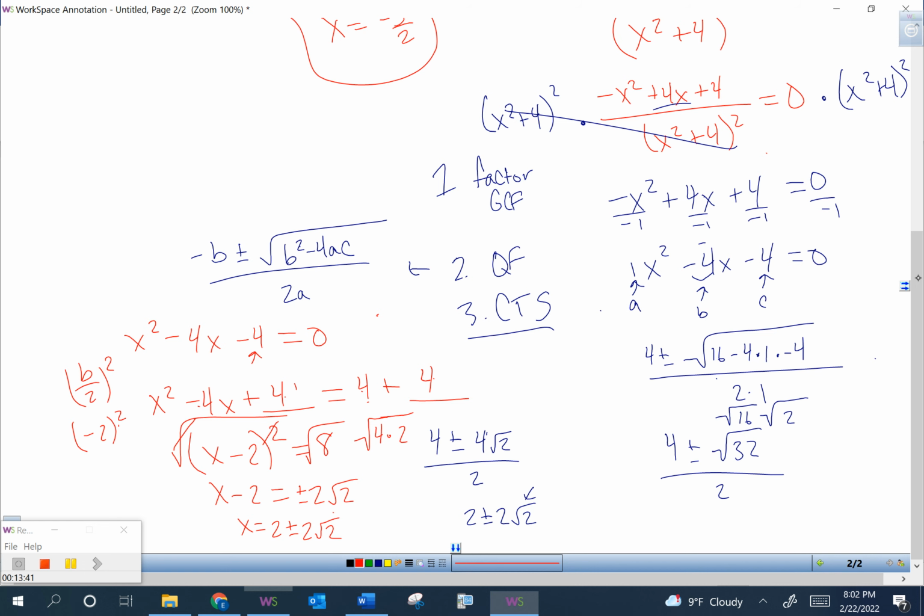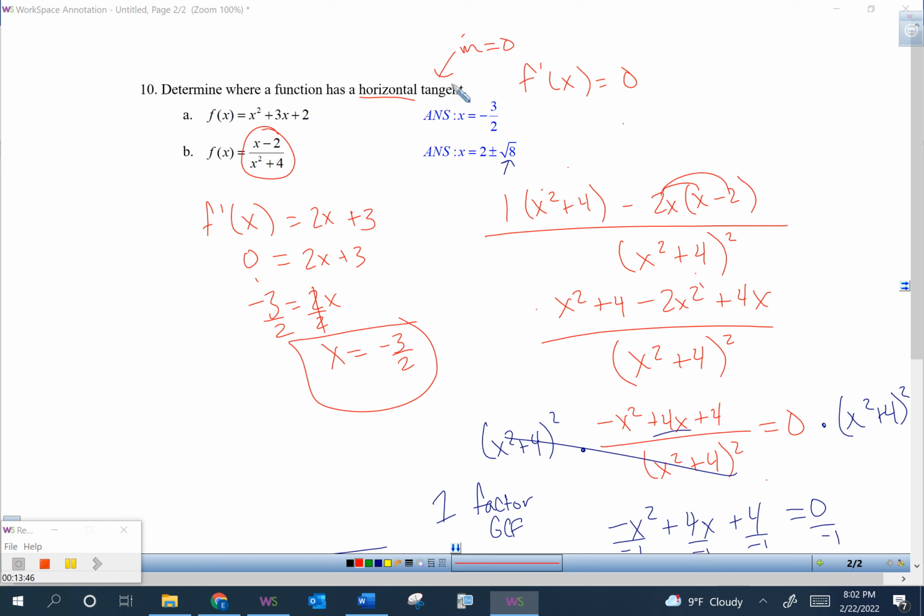Otherwise though, remember when you're talking about tangent lines, it's just the slope, it's just the derivative. When it's horizontal, that's when you're setting it equal to 0.